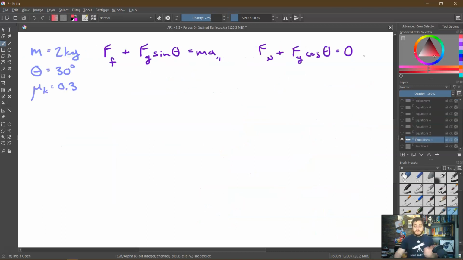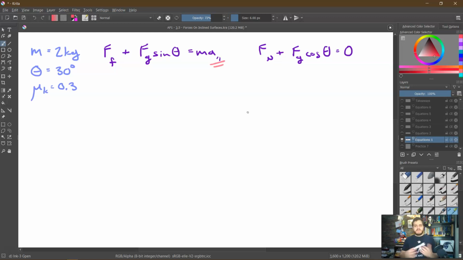So I've gone ahead and written down our givens for this particular situation: the mass being 2 kilograms, theta being 30 degrees, and the coefficient of kinetic friction being 0.3. And I rewrote the two net force equations we found. Ff plus Fg sine theta equals the mass times the acceleration, and Fn plus Fg cosine theta equals 0. And remember, the question was, what is this acceleration?